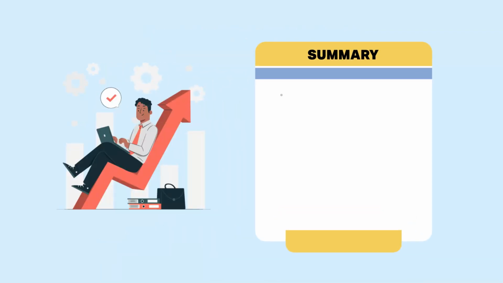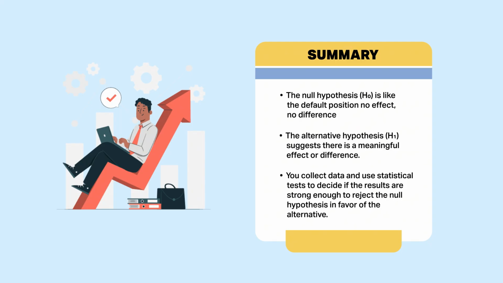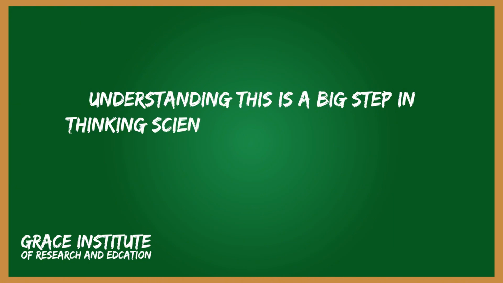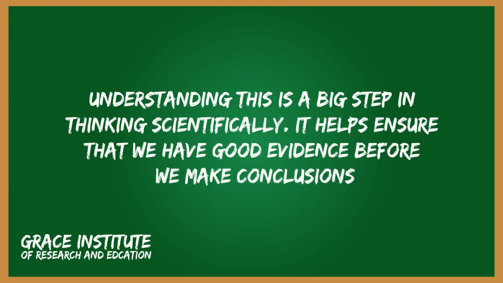In summary, the null hypothesis is like the default position. No effect, no difference. The alternative hypothesis suggests there is a meaningful effect or difference. You collect data and use statistical tests to decide if the results are strong enough to reject the null hypothesis in favor of the alternative. Understanding this is a big step in thinking scientifically. It helps ensure that we have good evidence before we make conclusions.